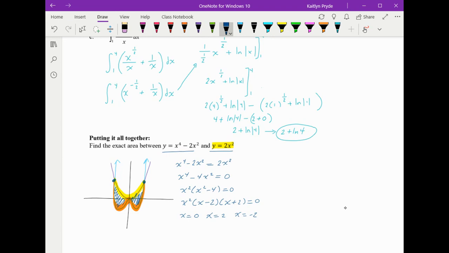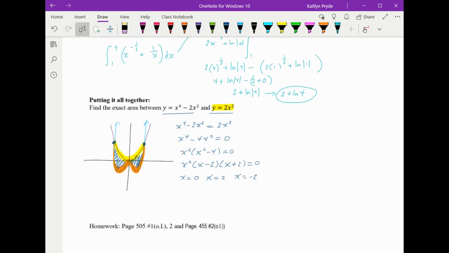Now, because at x equals 2 this function is just continuous, and y equals 2x squared stays above y equals x to the 4th minus 2x squared, the intersection points that I'm going to be looking at for my bounds are going to be negative 2 to 2, because that's where I start and end, right? I'm going to go from negative 2 continuously all the way to 2. Nothing happens at x equals 2 where there's any overlap or anything. So I'm just looking at negative 2 to 2.